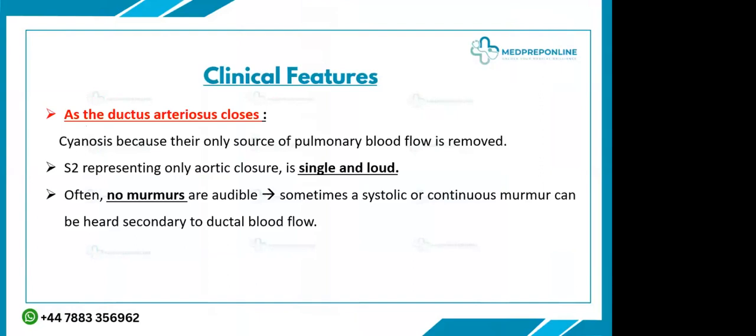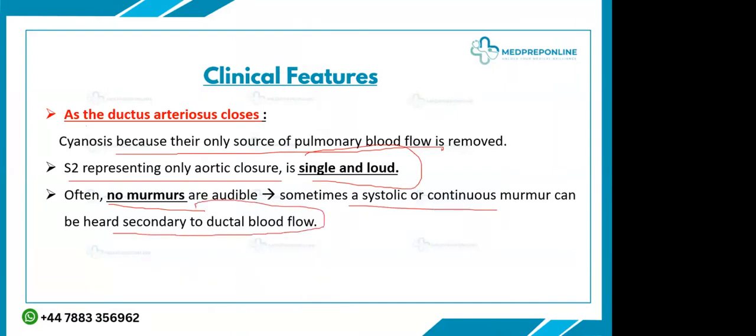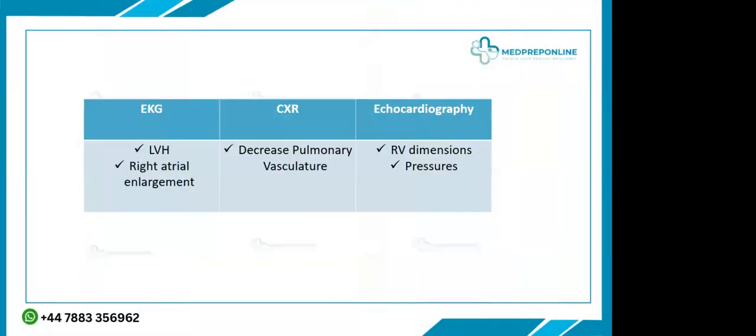How will they present? As the ductus closes, they will usually present with cyanosis because their only source of blood flow to the pulmonary circulation is removed. On auscultation, there will be a single and loud S2, only the aortic component. Usually no murmurs are present. Sometimes a systolic or continuous murmur can be heard secondary to ductus blood flow, if patency is maintained. But usually there is no murmur, just a single loud S2, and cyanosis when the PDA closes.